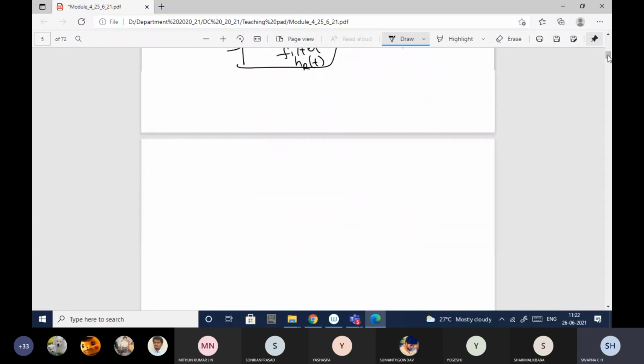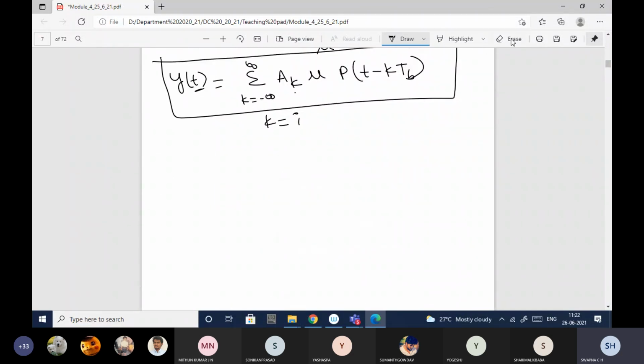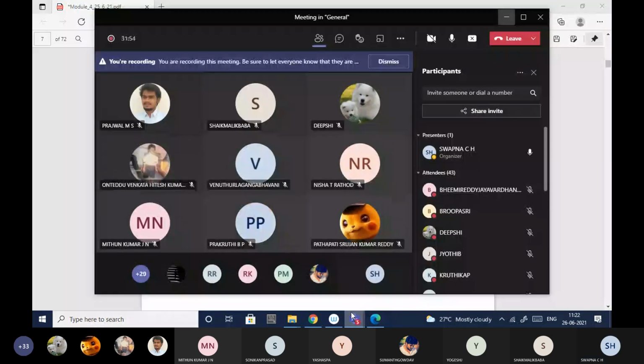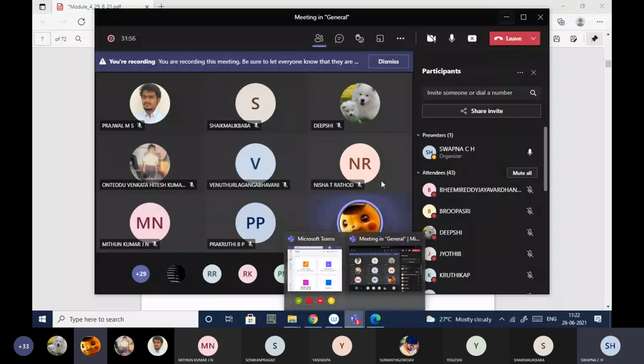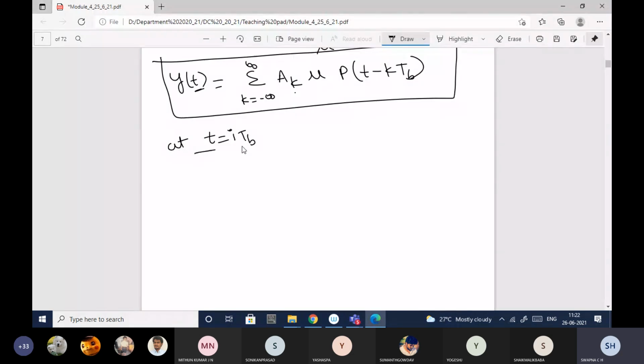So let me go back and sample this y of t. Let me first sample the signal. At t equal to iTb, I need to sample the signal. Hope you people are following. Yes, ma'am. If anybody has any doubts, please let me know, but try to understand the basic concepts properly. So at t equal to iTb, I have to sample this signal, so I will have y of iTb.